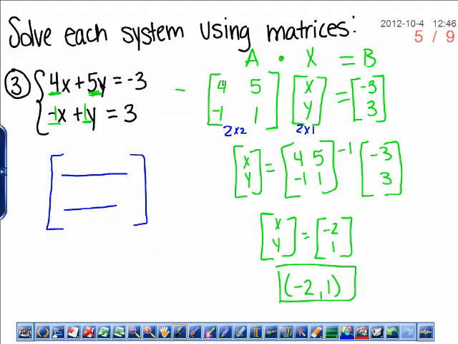Let's think about how we do it. Remember, it's row by column. So for the top row, I would do 4 times x plus 5 times y. And then you do -1 times x plus 1 times y. Doesn't that look exactly like our system? That's why this works. That's why separating it in this way works, because of how weird matrix multiplication is.